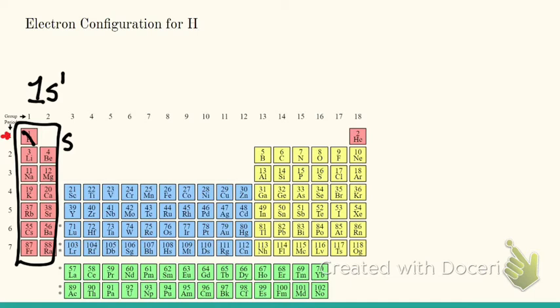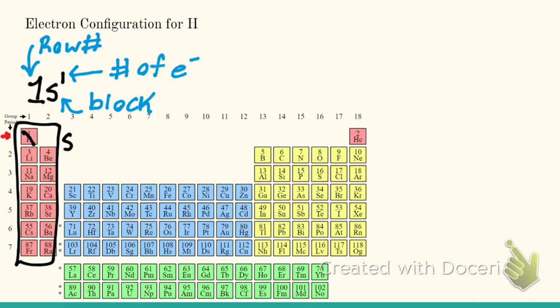So, breaking this down a little more. Our first number is our row number, so our 1 is our row number. Our letter is the block that we are in. And then our superscript is the number of electrons it takes to get to the element that we need.